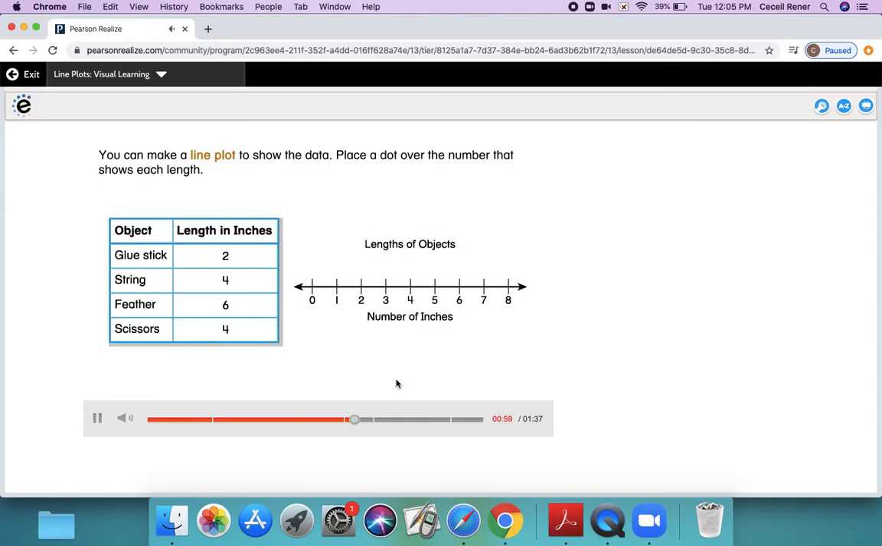You can make a line plot to show the data. Place a dot over the number that shows each length.